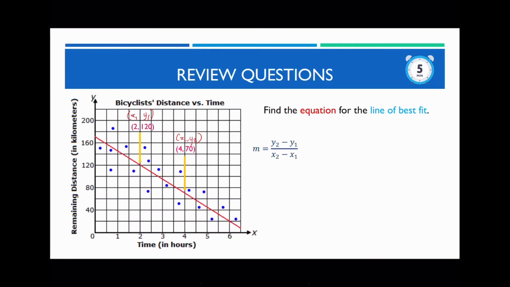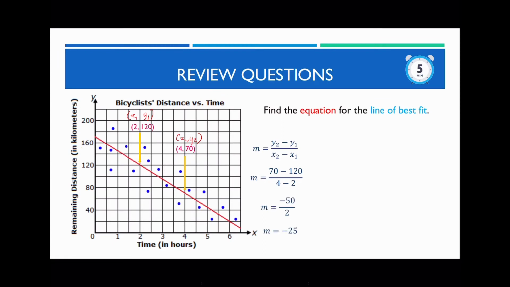So remember, this is the formula to calculate the gradient. Your y2 value is equal to 70, your y1 is equal to 120, so therefore it's going to be 70 minus 120 all over 4 minus 2, okay? And if you put this directly into a calculator, you're going to get negative 50 on 2, which can be simplified to negative 25, okay?